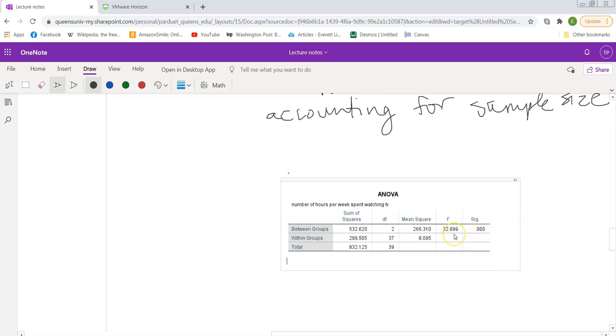So the two things you need to know here for now are, this is your F test statistic, and this is your p-value. F is your test statistic, and where it says sig, that's your p-value. And all this stuff we talked about on the ANOVA table, the sum of squares, the degrees of freedom, the mean square, those are all here.